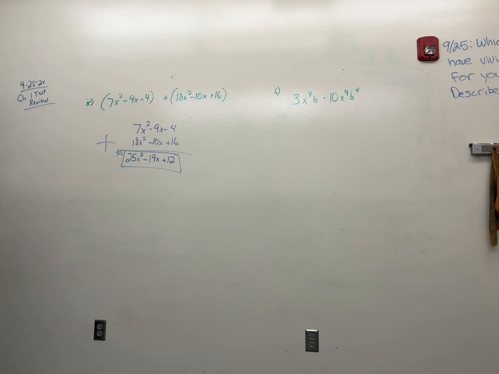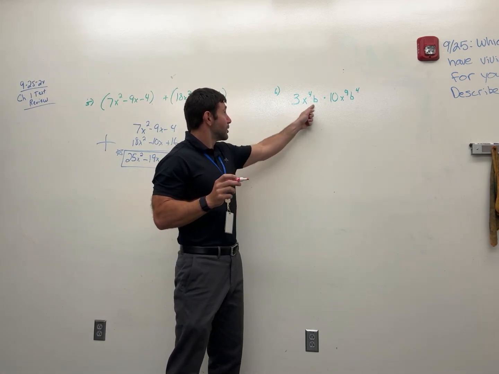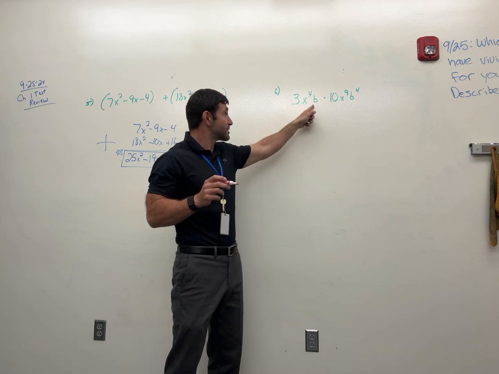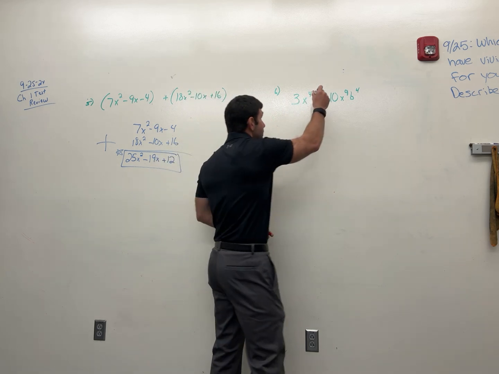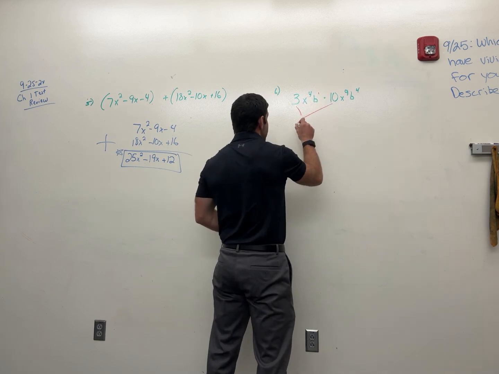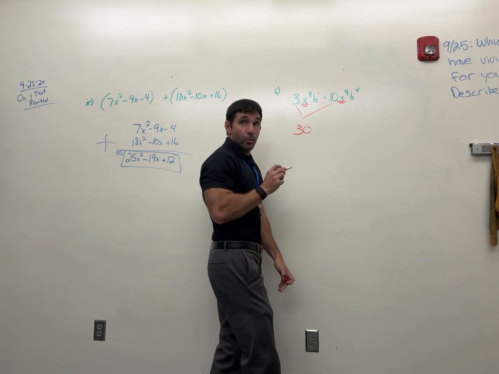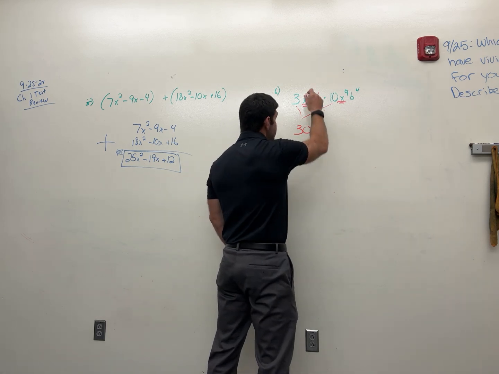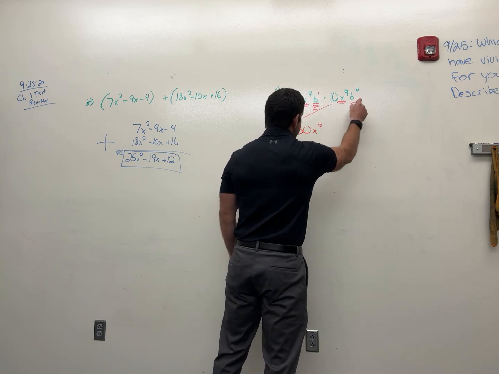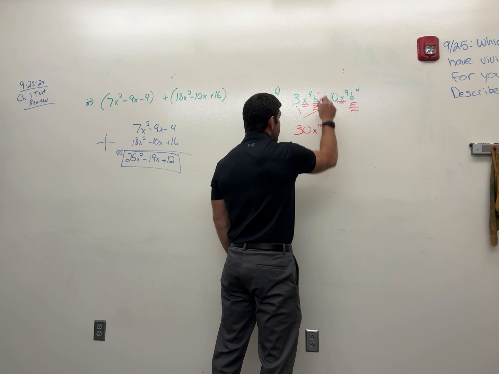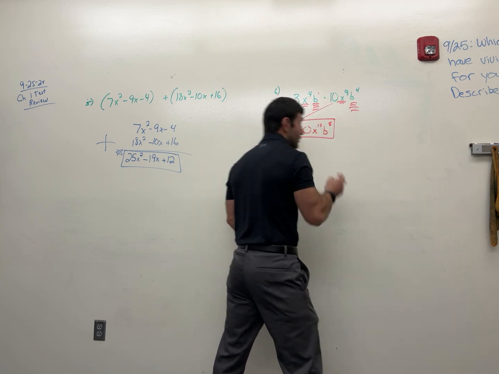Okay. Over here, everything has an exponent. The b does not. What's the exponent with this b? A 1. So I can do 3 times 10, which is 30. X to the 4th, x to the 9th. When we multiply, we keep the base, we add the exponents. Keep the b, 1 plus 4 is 5. Questions there?